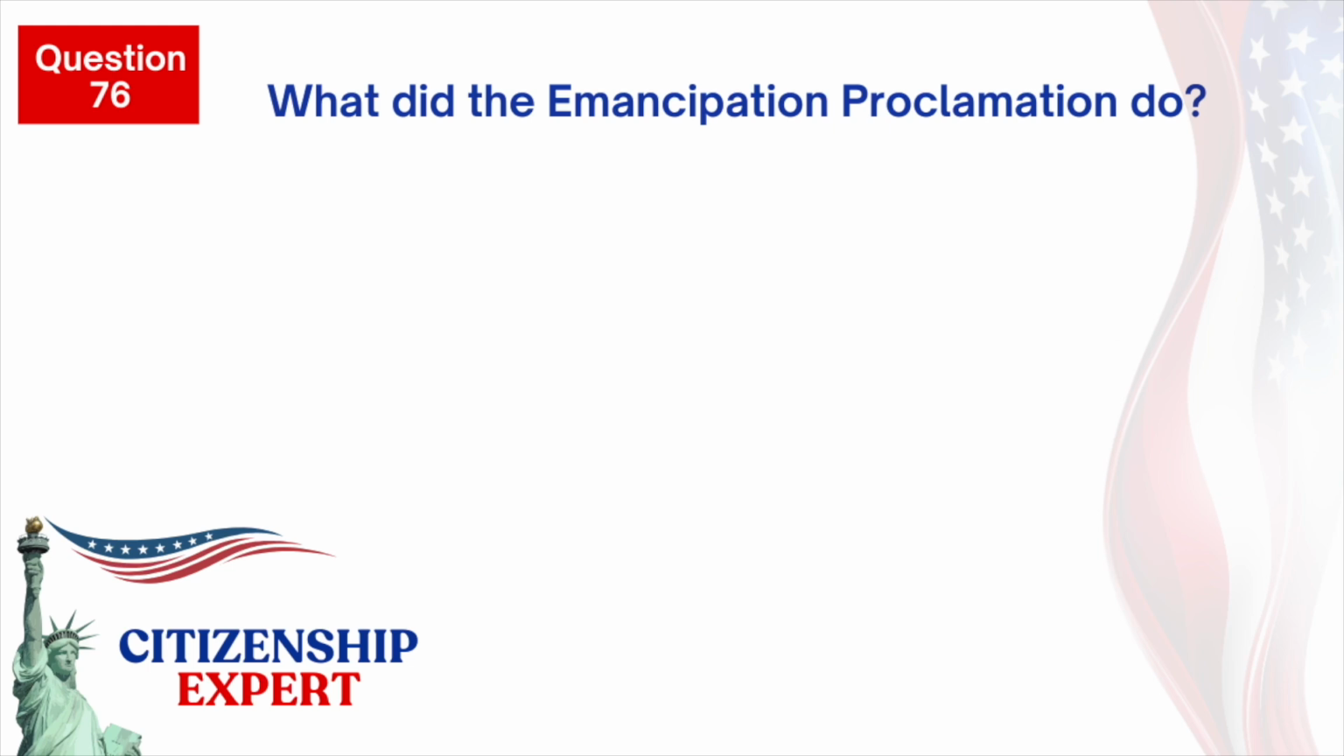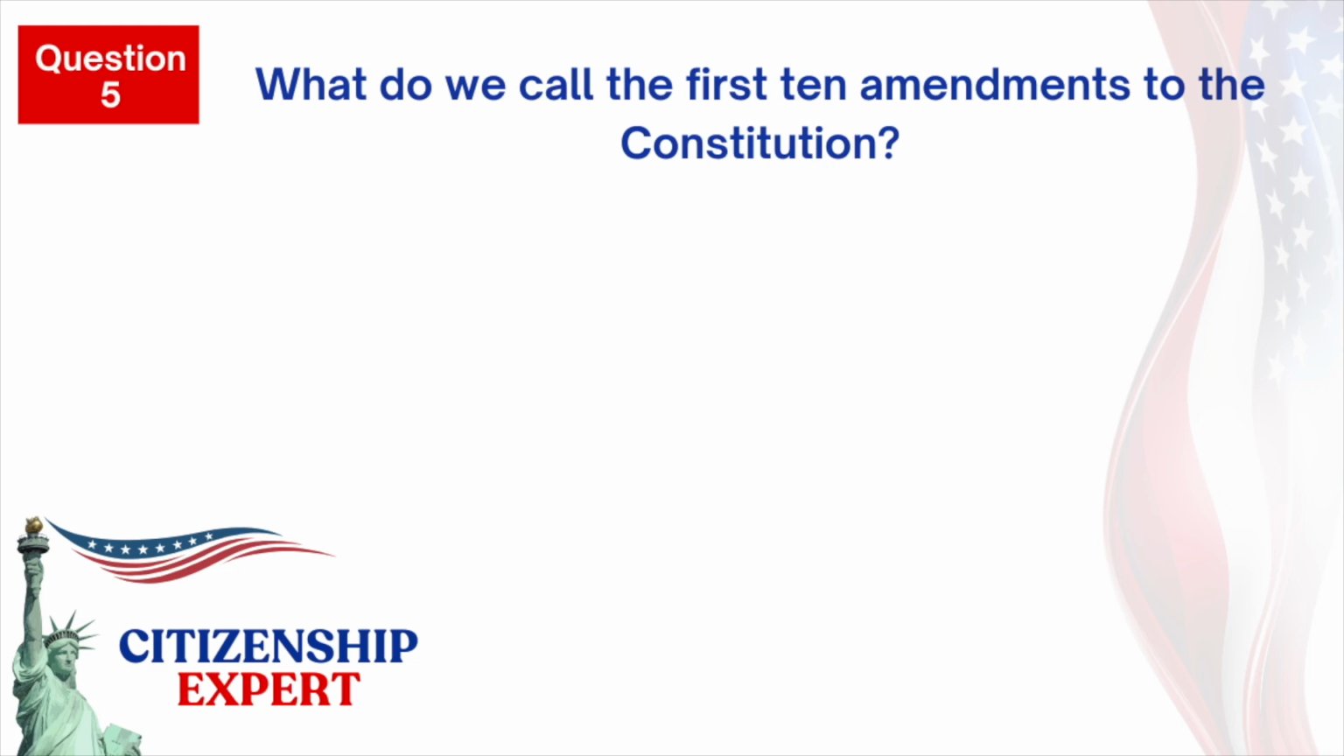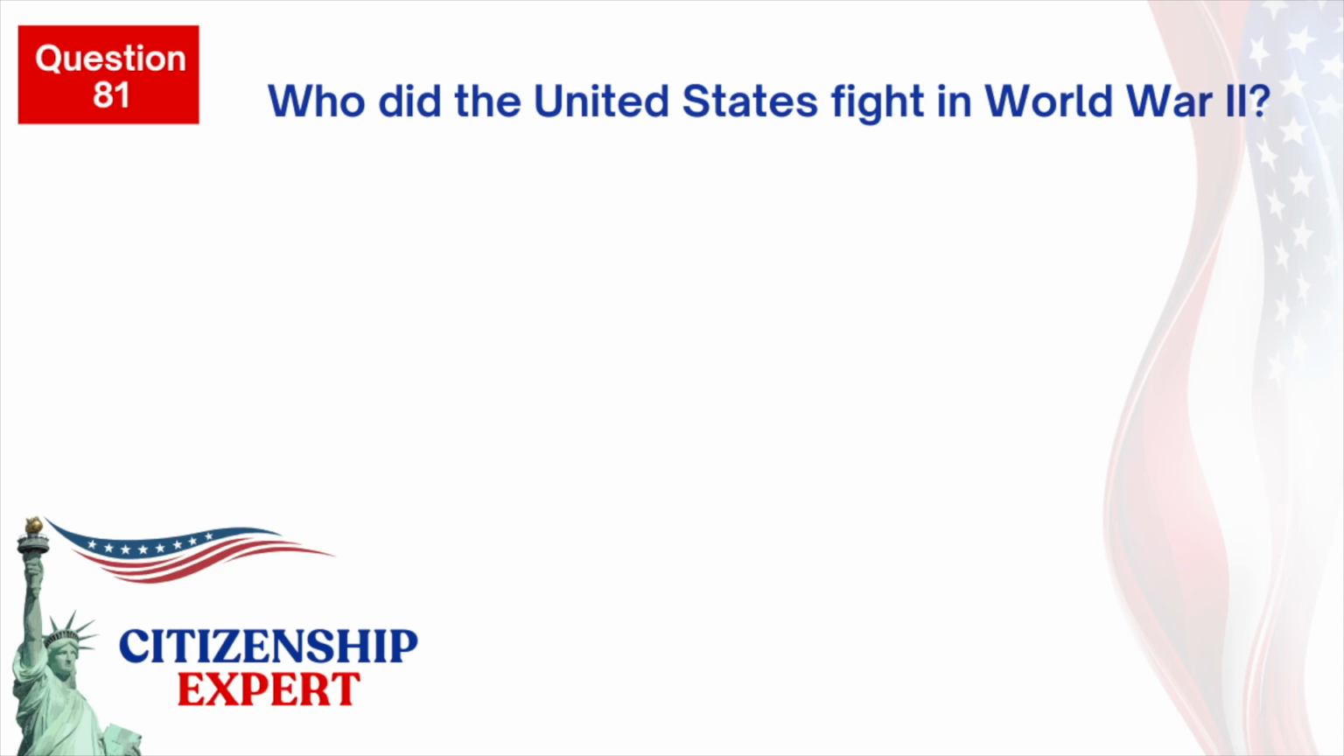What did the Emancipation Proclamation do? Freed the slaves. What do we call the first 10 amendments to the Constitution? The Bill of Rights. What did the United States fight in World War II? Japan, Germany, and Italy.